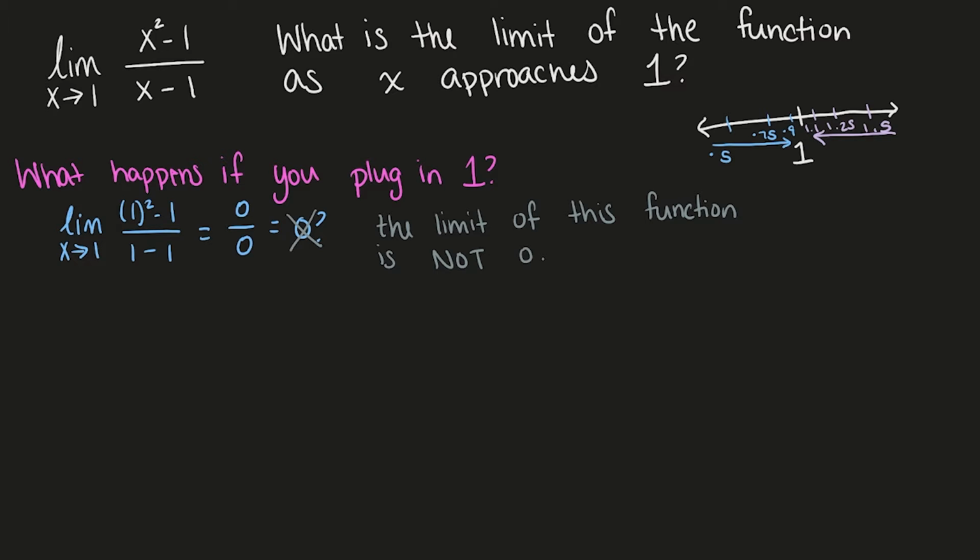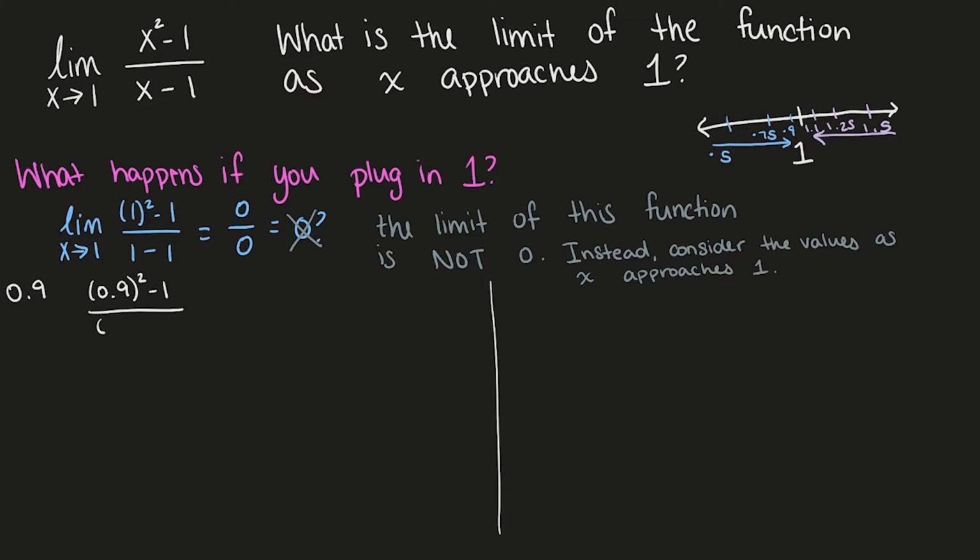So we want to consider what this function is doing as we're approaching 1 from both sides of that 1, from the left side and from the right side. All right, so let's start at 0.9. When we plug that in, we get negative 0.19 over negative 0.1, which is equal to 1.9. Let's go just slightly closer, 0.99.